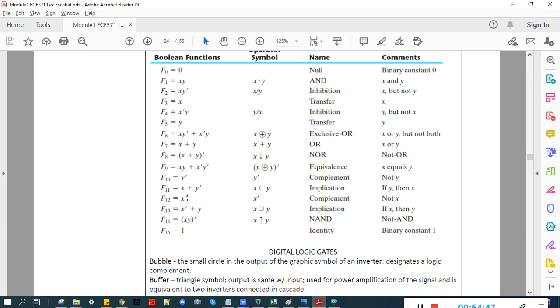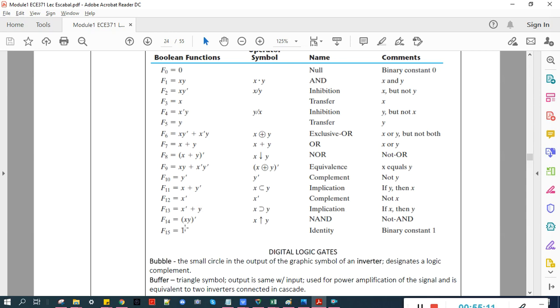Complement, x prime, we already know that, then x prime plus y. If x, then y. Another implication. Explore it. Why is that?